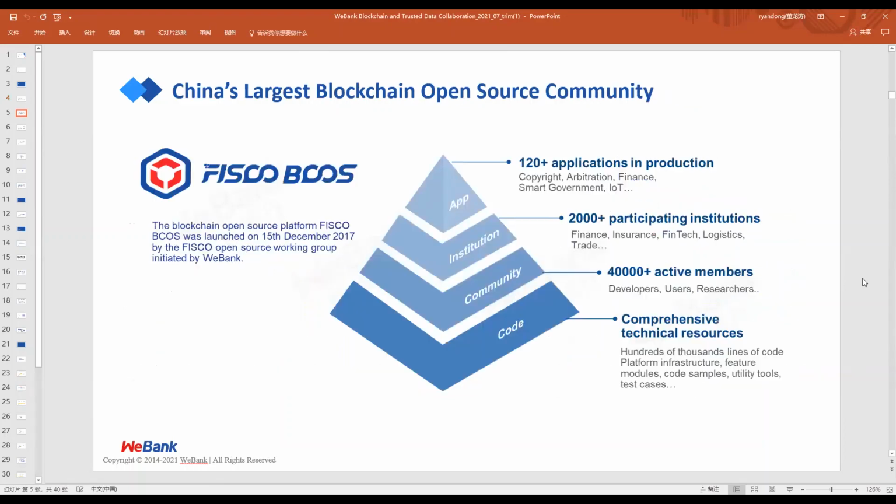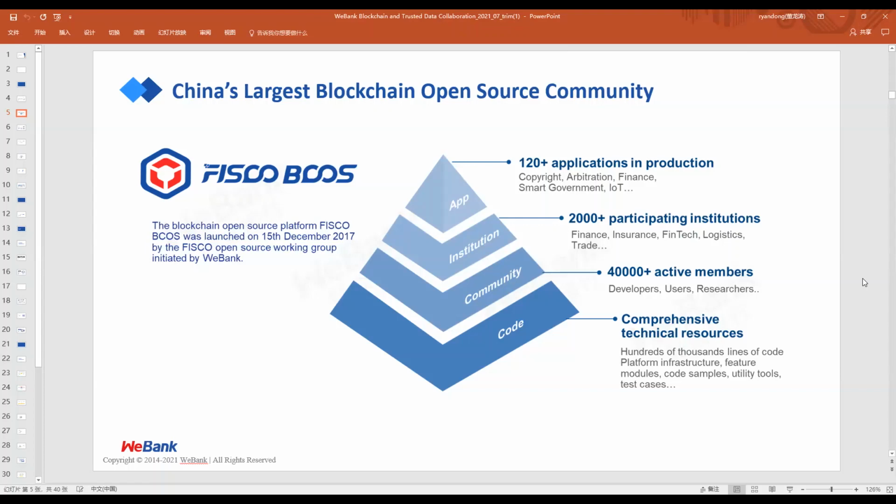So this is how we started, and so far our community has already become China's largest blockchain open source community. You can see that since December 2017 it has been almost 4 years now. We actually went quite fast, because people are very interested in new technology, and we are the pioneer in this area. So far we already have more than 120 applications in production.